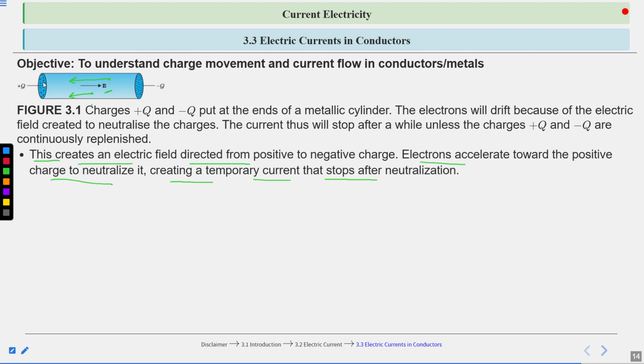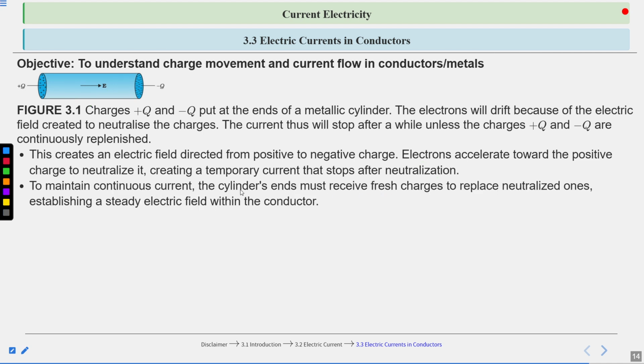So these electrons will neutralize this positive charge, and the positive charges produced due to movement of electrons in this section will neutralize this negative charge, due to which the electric field vanishes and the potential difference also becomes zero. So then the flow of electrons stops and the current also stops after a while. Electrons accelerate towards the positive charge to neutralize it, creating a temporary current that stops after neutralization of the charge. To maintain a continuous current, the cylinder ends must receive fresh charges to replace the neutralized ones.